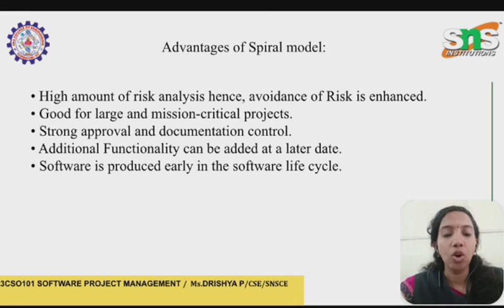So I hope all of you understand the spiral model. It's the second type of process model. The first one, we already discussed, is waterfall. The second one is this, the spiral model, with its advantages and disadvantages.